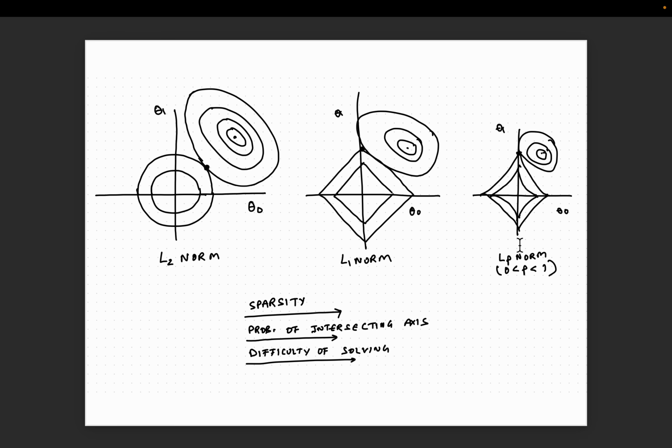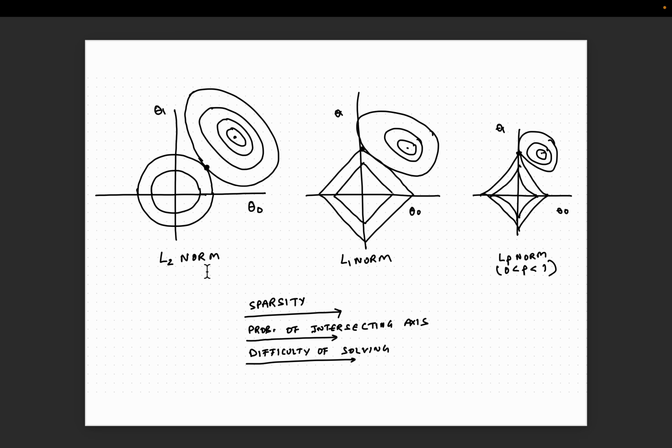And you also notice that as we move from L2 to L1 to LP, the optimization becomes harder. L2 optimization we have already seen, we can directly just use gradient descent. L1 we have non-differentiability, and LP introduces more kinds of challenges.